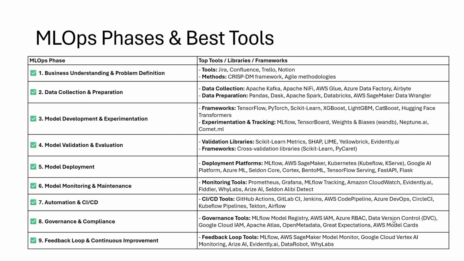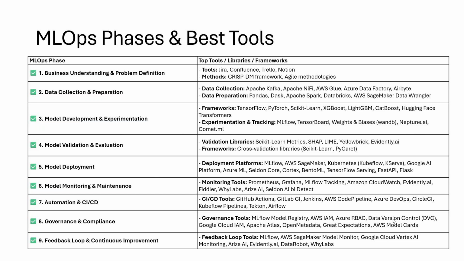For model development and experimentation, what frameworks can you use? The frameworks which we have are TensorFlow, PyTorch, Scikit-learn, XGBoost, LightGBM, CatBoost, Hugging Face Transformers, and many more. For experimenting and tracking, MLflow, TensorBoard, and a few more are there online, Neptune.ai, Comet.ml, and all. For validation, again many tools are there. Some of these you can see, like scikit-learn metrics and some libraries.